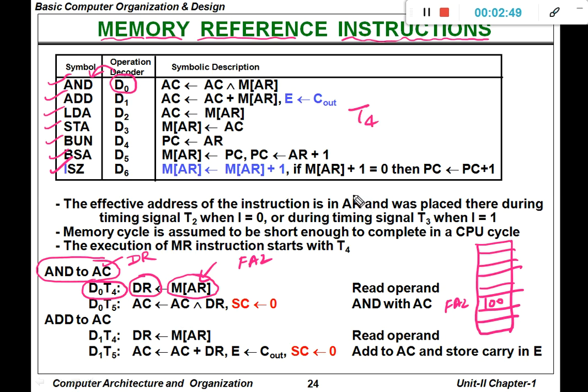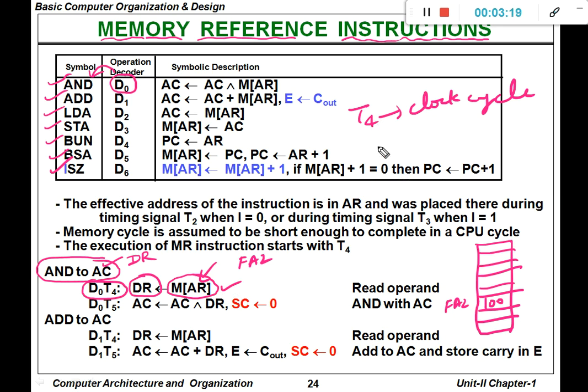So what does it mean? The instruction starts with the time T4 at a particular clock cycle. T4 represents a particular clock cycle. Already we have seen in the previous class that several clock cycles will be generated from T0 to T15 using a decoder. So during the clock cycle T4, this particular operation will be carried out.